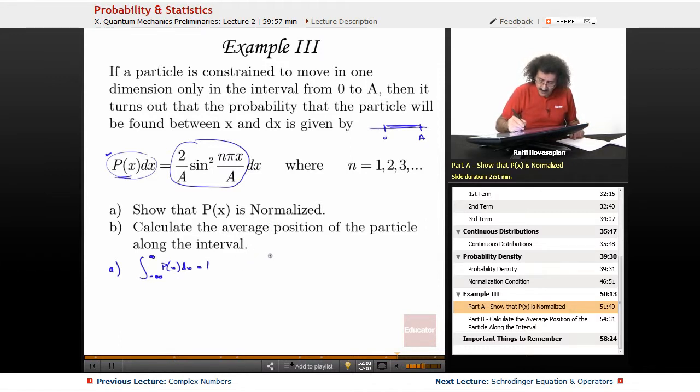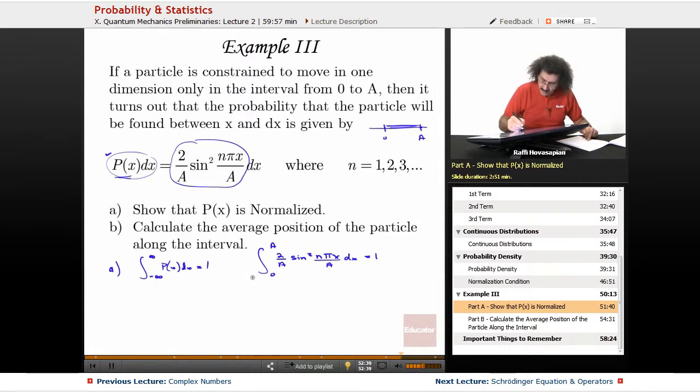So we need to show the following. We need to demonstrate that this integral, in this particular case, our space that we're dealing with isn't negative infinity to infinity, it's just 0 to a, of this function 2 over a times the sine squared of n pi x over a dx, is actually equal to 1. Okay, well, let's go ahead and do this integral and see if it's actually equal to 1.